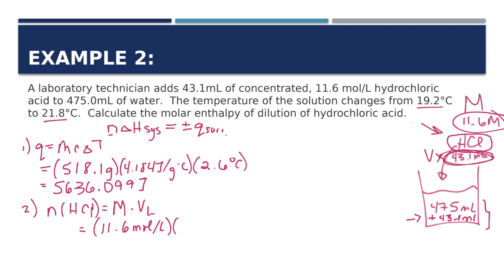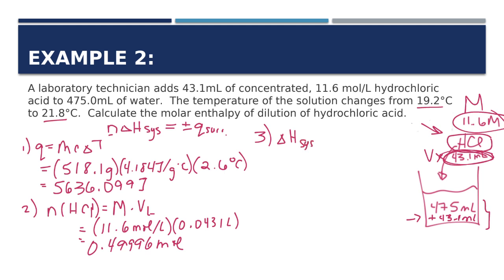Okay, don't add the total. There's no water in the HCl initially. So we divide by 1,000, we get 0.0431 liters. And then we calculate how many moles that will be. And so we get a mole value of 0.49996 moles.